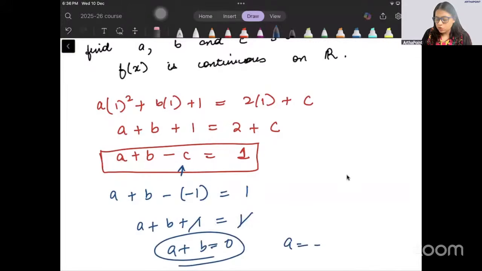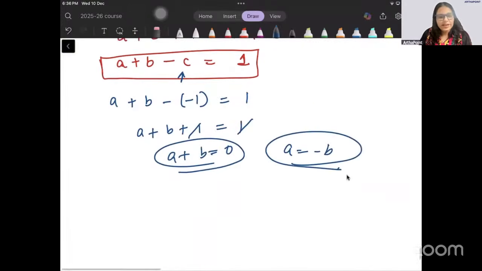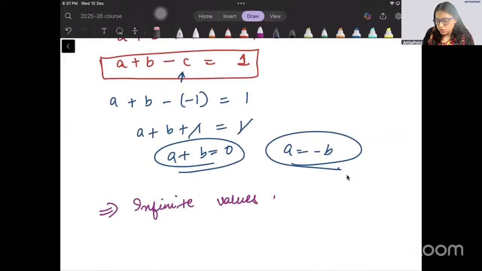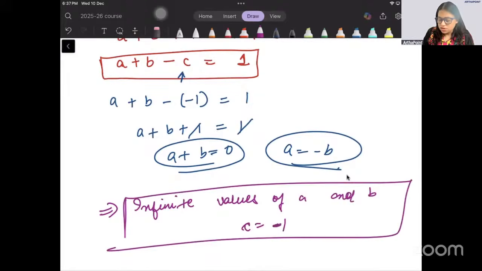That means a equals minus b. So there are infinite values of a and b. If b is 4, a will be minus 4; if b is 5, a will be minus 5. So from here we get infinite values of a and b, and c equal to -1. This is your answer.